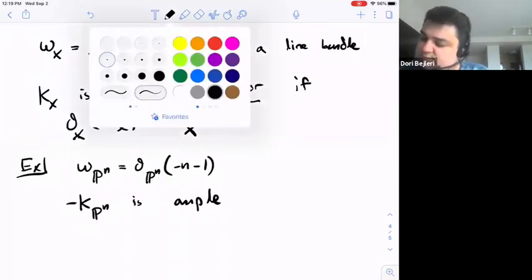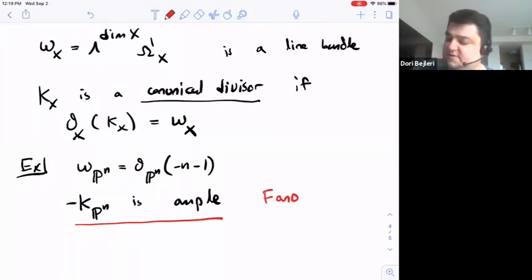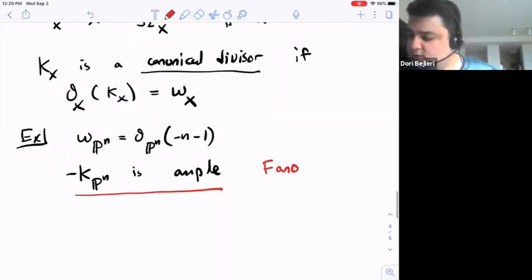And this condition will be really important. We're going to call a variety Fano if this condition is satisfied, if minus its canonical is ample. And we'll get to that. We'll get back to that soon.